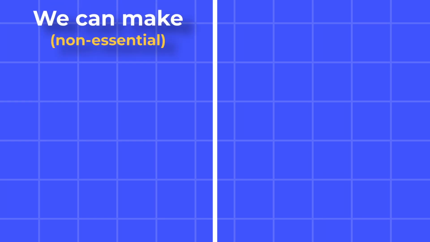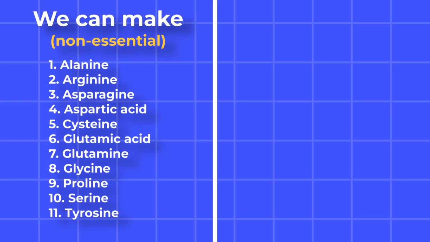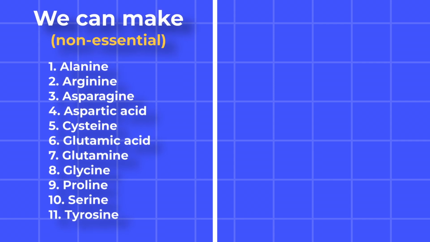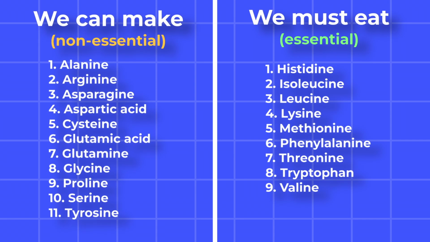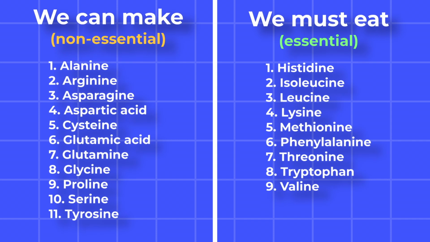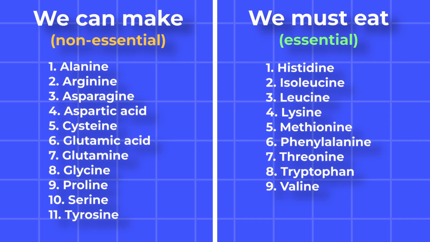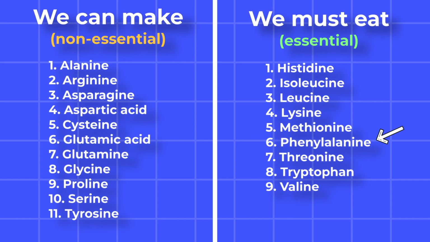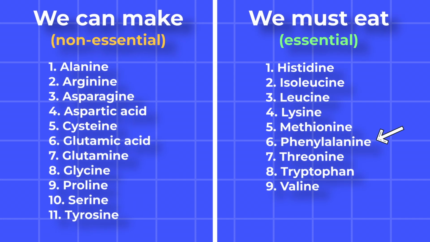Another useful lens is nutrition. Humans can synthesize 11 of the 20 amino acids, so those are called non-essential in the diet. The other 9 are essential, meaning we need to obtain them from food. There is a gray area because tyrosine can be produced from phenylalanine, which itself is essential.